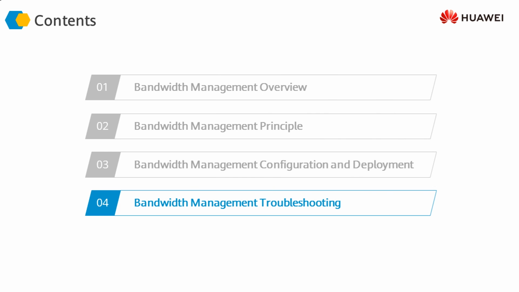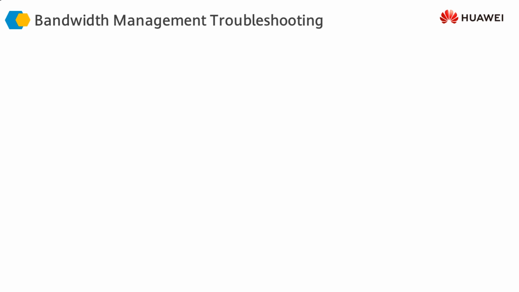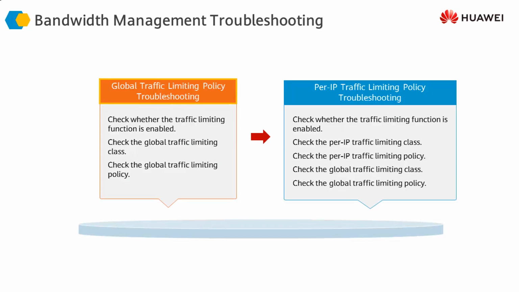So we can see that the bandwidth management is actively working and controlling our traffic. In the last part of this module, let's take a brief look at bandwidth management troubleshooting. The troubleshooting is fairly simple. If we want to troubleshoot the global traffic limiting, these are the few things that we need to look at. If we want to troubleshoot the per IP traffic limiting policy, we need to look at a few more steps.